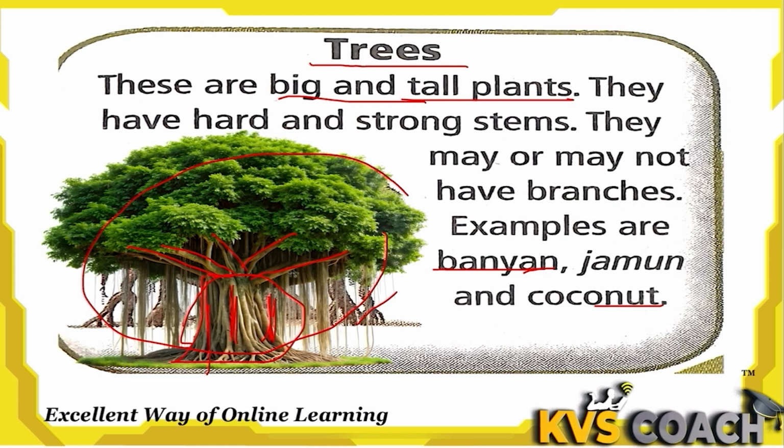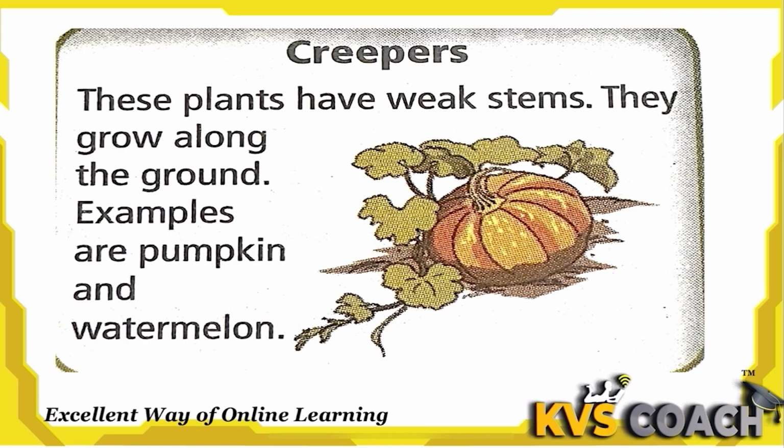So the examples of these trees are the banyan tree, and the coconut tree. This is the coconut tree. As you can see here, this is the long stem, but it doesn't have branches. And this is the banyan tree.